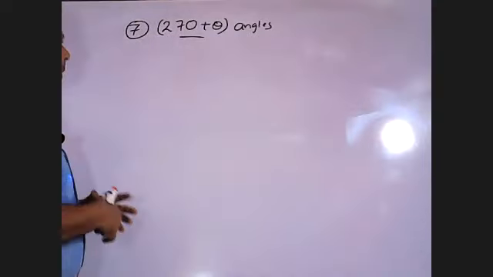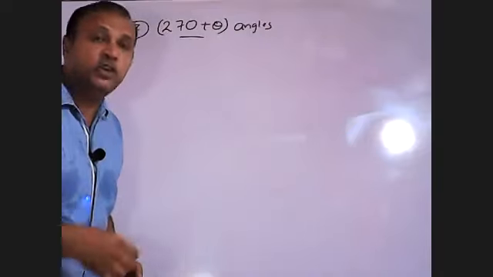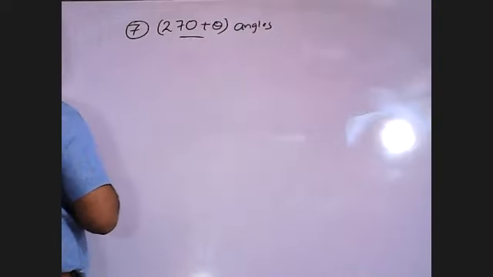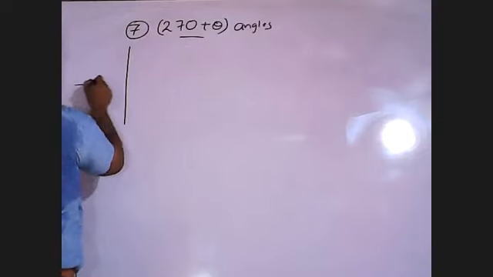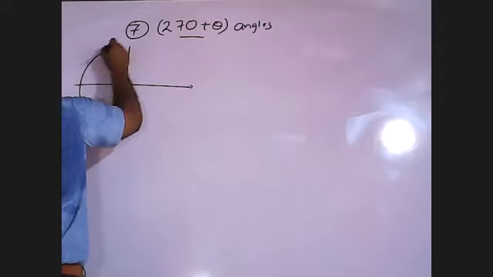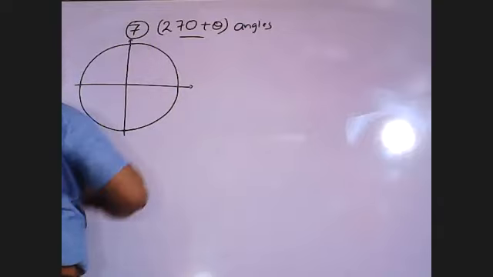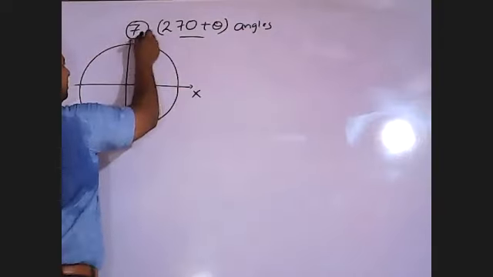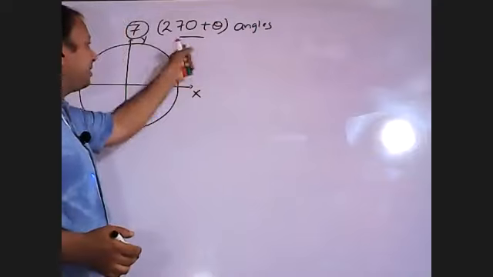Look at this. The first step is drawing the unit circle. This is my unit circle. Once you draw the unit circle, then the second step is mark this angle.